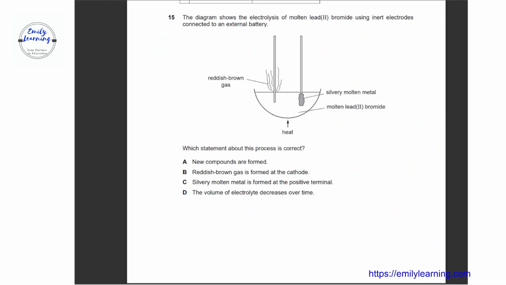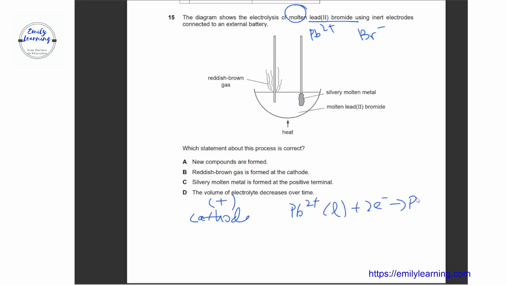Question 15. The diagram shows the electrolysis of molten lead bromide using inert electrodes connected to an external battery. So we know that we have electrolysis of molten lead bromide. Because it's molten, that means there's no aqueous, there's no water. The only ions present are Pb2+ and Br-. So at the cathode, the cations are discharged. So we have Pb2+ forms Pb.